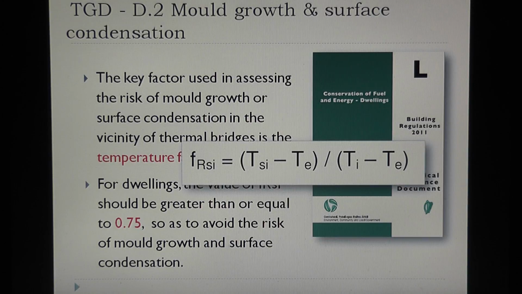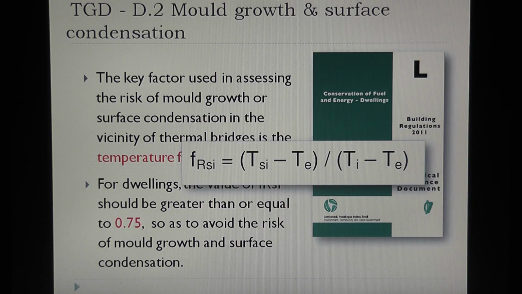The FRSI is calculated by reference to 4 temperature values. TSI is the temperature of the internal surface. TE is the temperature of the external ambient air. TI is the temperature of the room internal. And TE again is the external ambient temperature.